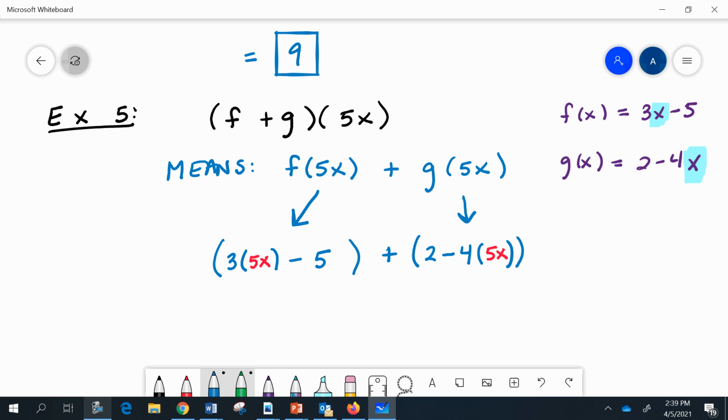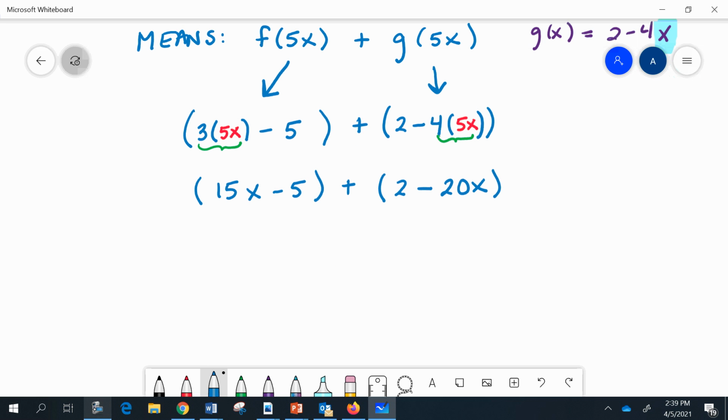So right here, what I see is 3x and 5x is going to make 15x minus 5 for the f part. For the g part, I can multiply this part, and I'm going to get 2 minus 20x. Now our job is to add these functions. Since there's nothing in front of the parenthesis, I can just leave it as 15x minus 5. And this is going to be plus 2 minus 20x. So basically, everything stays the same because we're adding the two parentheses.